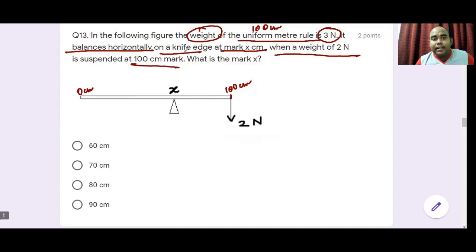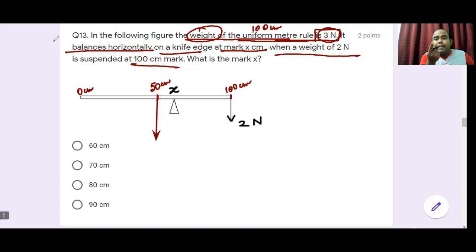एक बहुत इंपॉर्टेंट चीज हमें इस फिगर में अपने से इंटेलिजेंटली ऐड करना है. The moment you read the weight of the uniform meter rule is 3 Newton, किसी भी यूनिफॉर्म मीटर रूल का वेट किस पॉइंट में कंसंट्रेटेड होता है? At its mid point. याद रखना, इस यूनिफॉर्म रूल का मिड पॉइंट कहां पे है? 50 सेंटीमीटर पे. पूरा 100 सेंटीमीटर का है, उसका आधा 50 में. It is the mid point, and it is at this point the weight of the rule is acting.